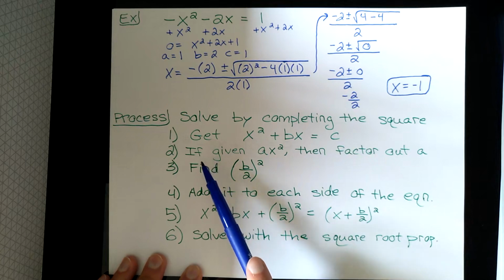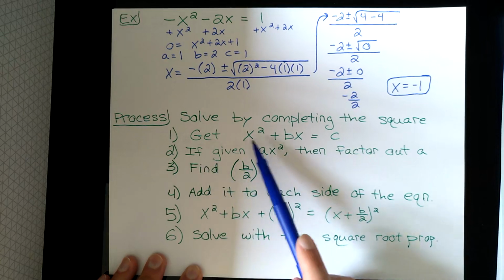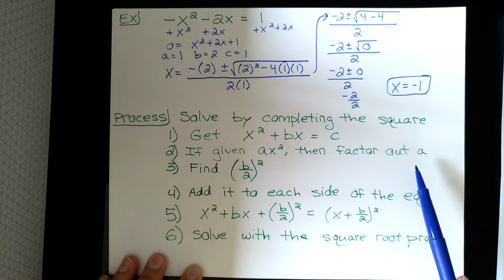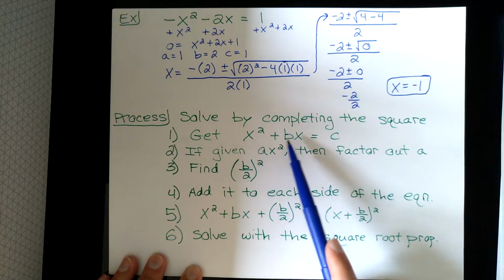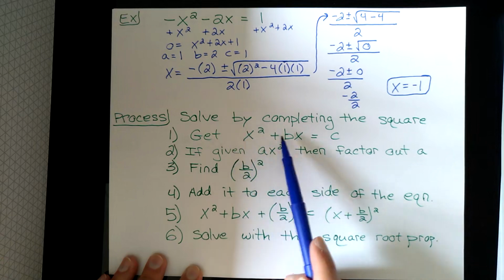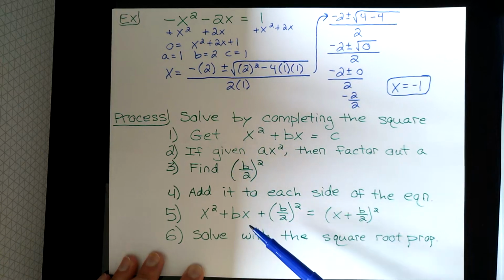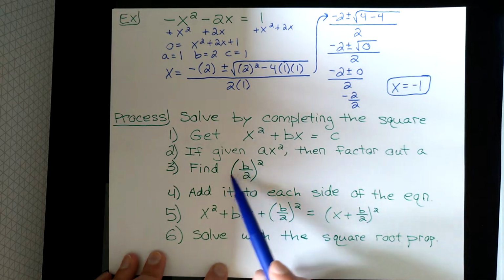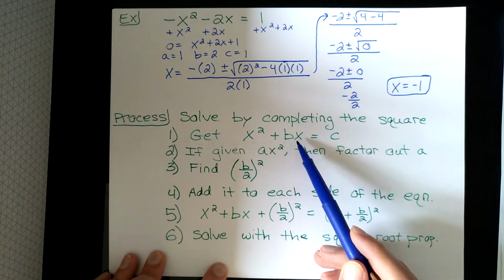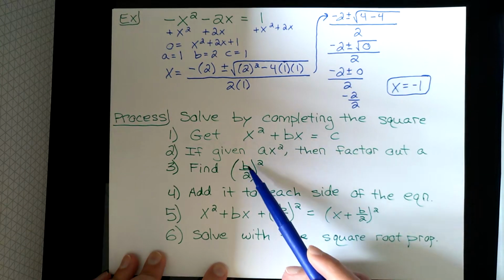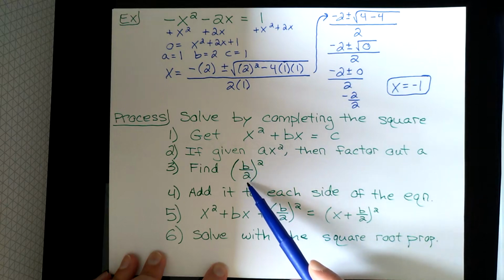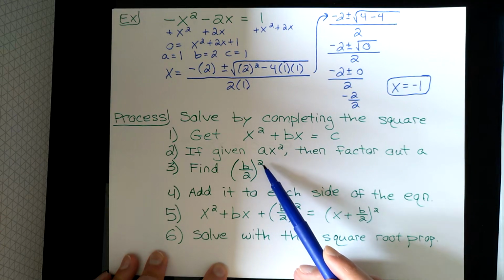From here, if we are given ax squared in our initial step, we need to factor out that a. We have to have just x squared plus bx. If it's ax squared plus bx, you have to factor a from each of these terms before you can proceed. Once we do that, we are going to check what value is multiplied to our x. So that's our b value. We are going to take that b value, divide it by 2, and then square that result.